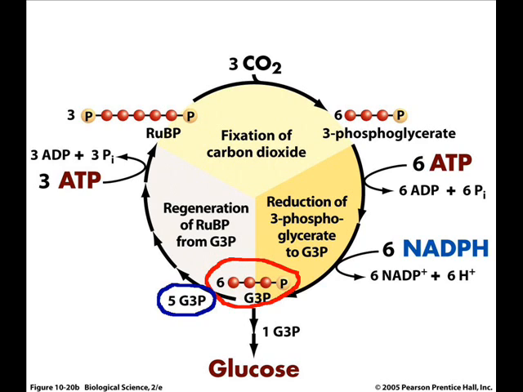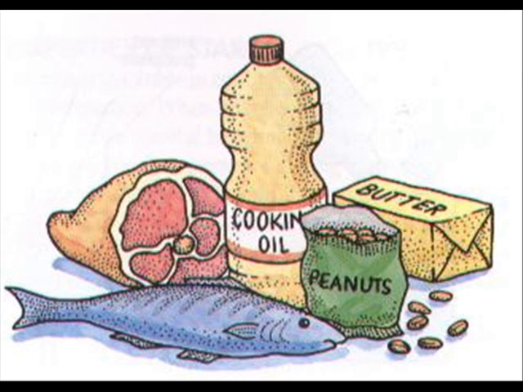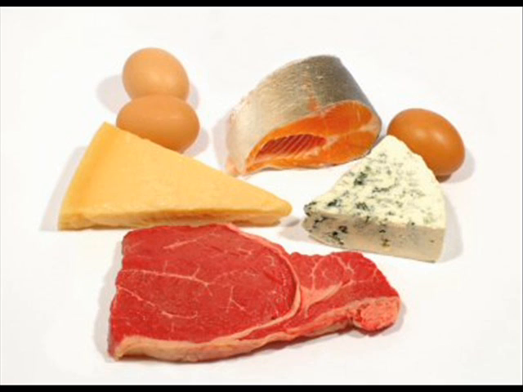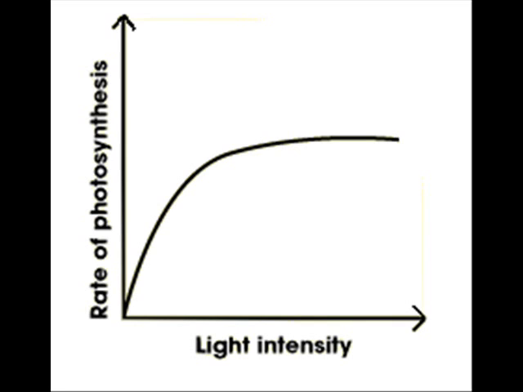Then 3 ATP is added to the 5 G3P to transfer back to RuBP, and the cycle restarts over again. 2 times around the cycle makes 1 full carb, and carbs consist of glucose, fats, proteins, and RuBP. Some factors that affect the rate of photosynthesis are light intensity and temperature. For light intensity, as carbon dioxide and light and water increase up to a certain point, the rate of photosynthesis will increase. However, after a saturation point, it does not matter how much more carbon, light, and water increases, the rate of photosynthesis will stay the same.